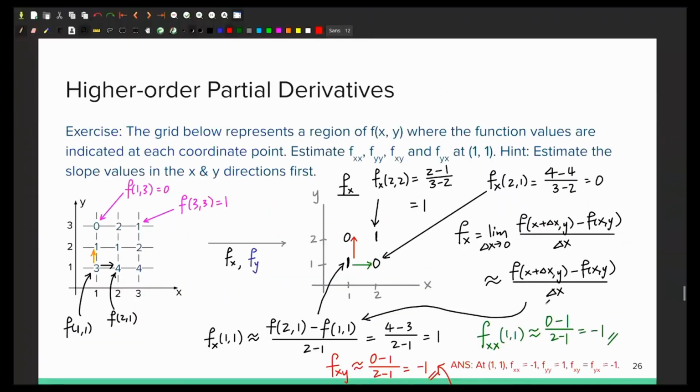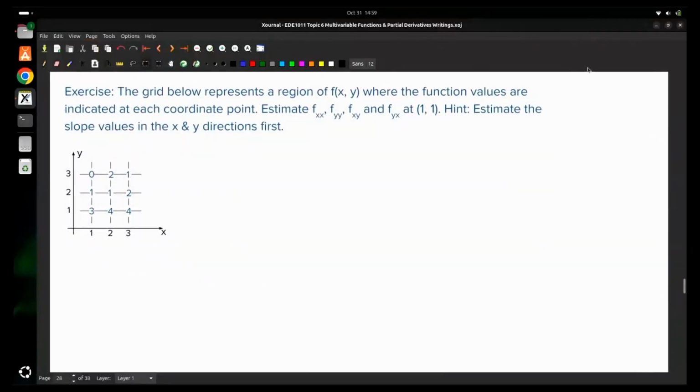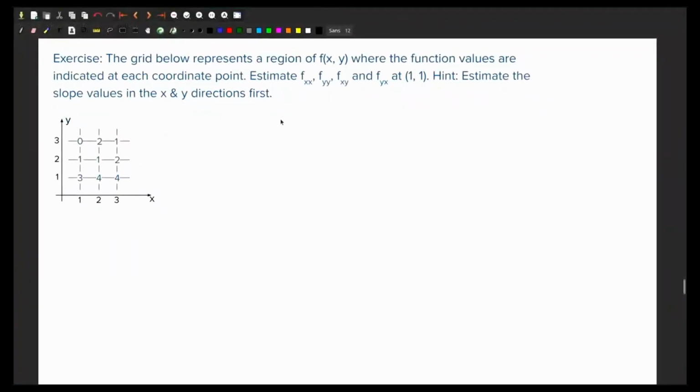Okay, this is a big mess. So I'm going to repeat the whole thing, repeat writing the whole thing. Hold on. This is an exercise to test you on the understanding of the second derivatives as well as the mixed partials, from a different kind of viewpoint.